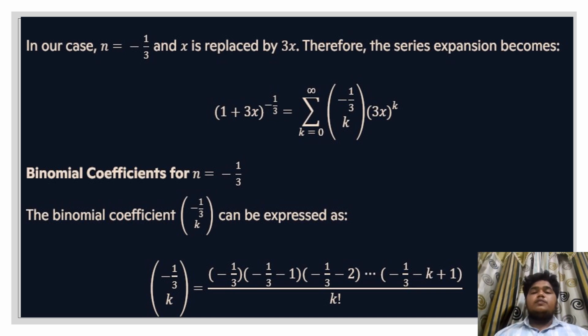Therefore, the series expansion becomes (1 + 3x)^(-1/3) = sigma from k = 0 to infinity of (-1/3 choose k)(3x)^k. Binomial coefficients for n = -1/3: the binomial coefficient (-1/3 choose k) can be expressed as (-1/3)(-1/3 - 1)(-1/3 - 2) and so on up to (-1/3 - k + 1), divided by k!.